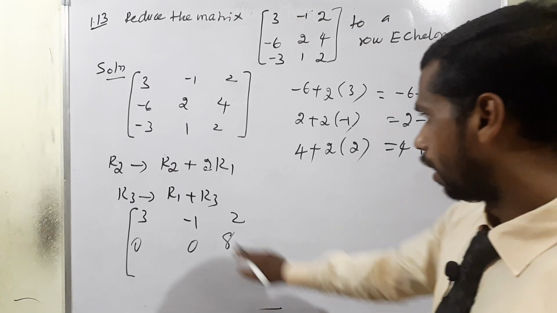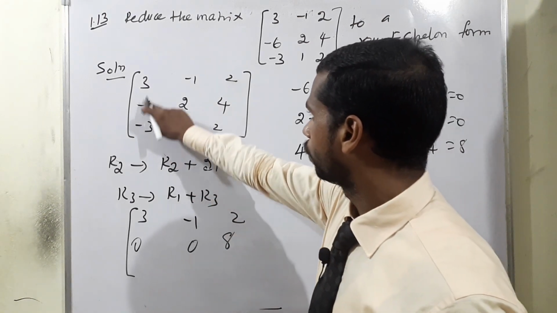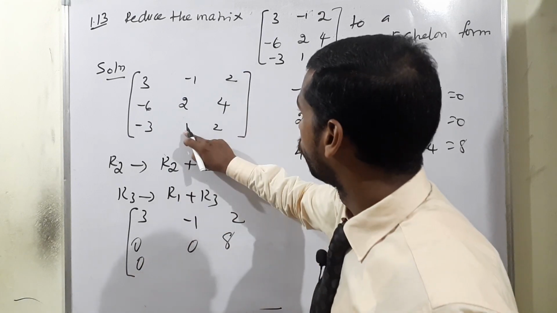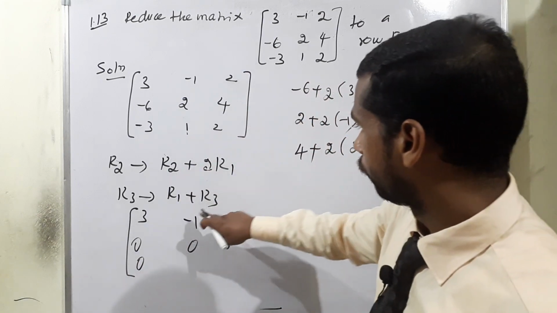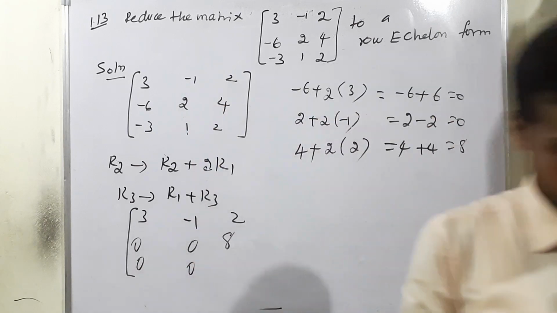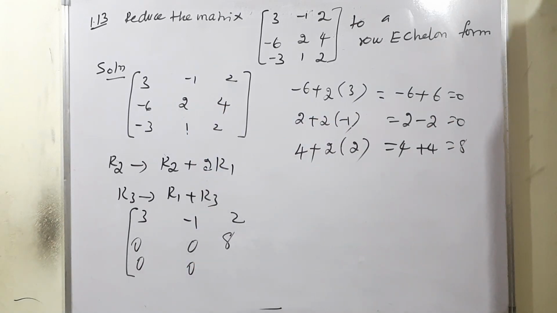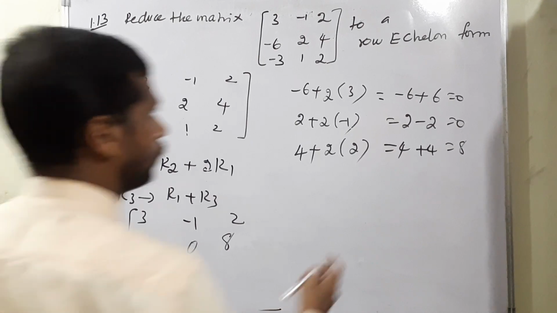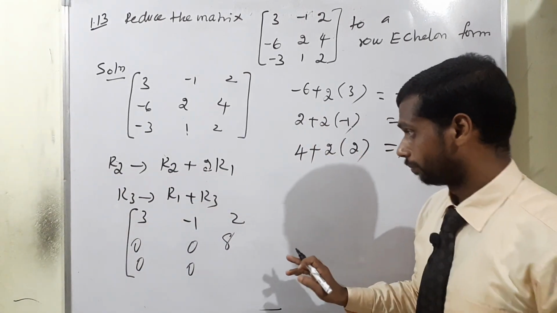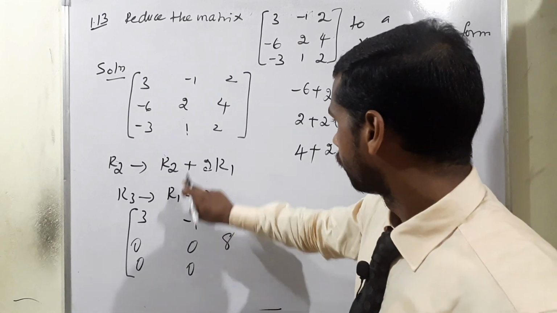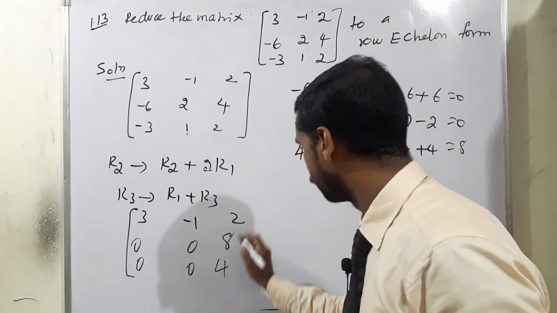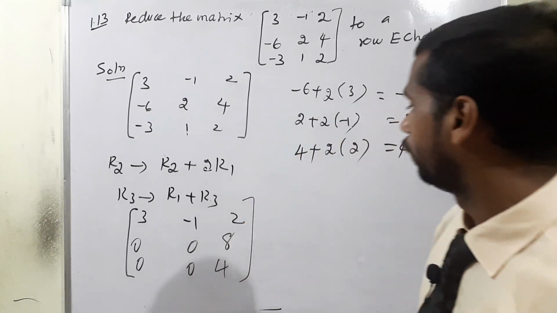Next one, R1 plus R3. Directly we can write, minus 3 plus 3, so value will be 0. Listen very carefully, there is already minus 1, plus 1, so 1 minus 1 is equal to 0. So now 0 0 8. Next one, R1 plus R3, so 1 minus 1. Now 2 plus 2, value will be 4.